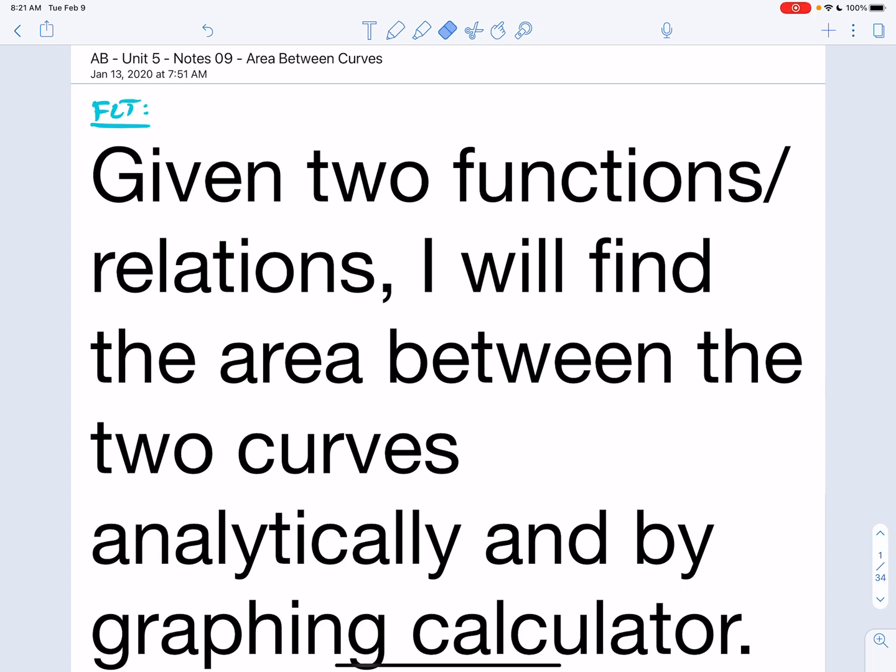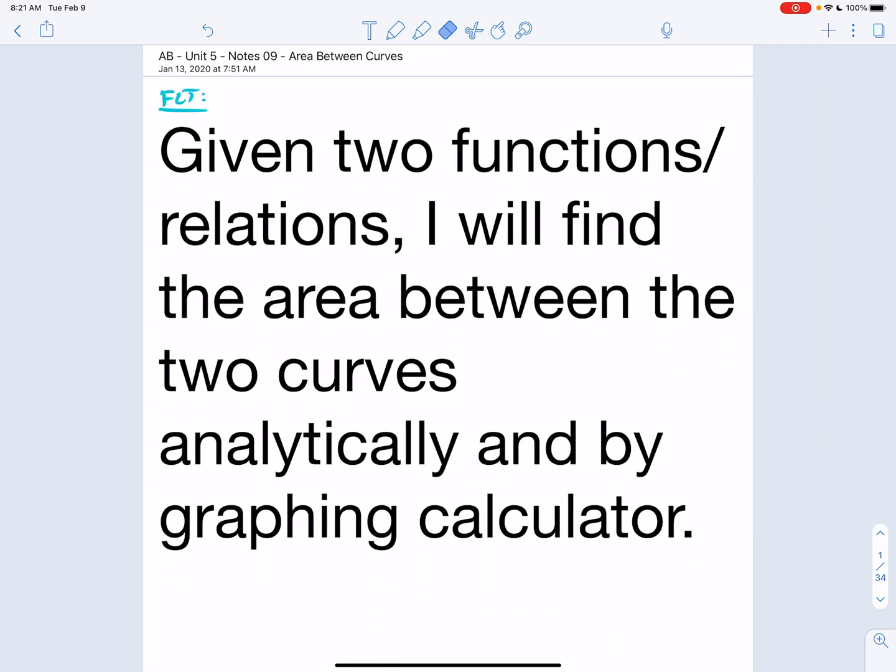All right, you guys, this is Unit 5 notes number 9, area between curves. Go ahead and write down the FLT here and press play when you're ready.